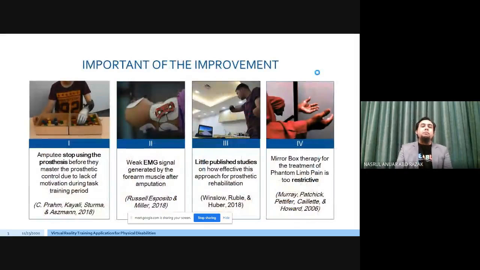Okay. So the importance of improvement. As you can see from here, there are 4 different cases, so we go one by one. The first one is that the amputee stops using the prosthesis before they master the prosthetic control, due to the lack of motivation during the task or training period. Usually when they conduct the training, it will be quite a general technique. In the first figure, they pick and place a box into another box in order to train their muscles. I can show you one video here.